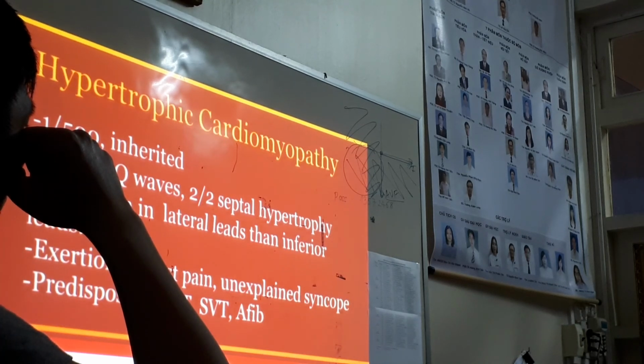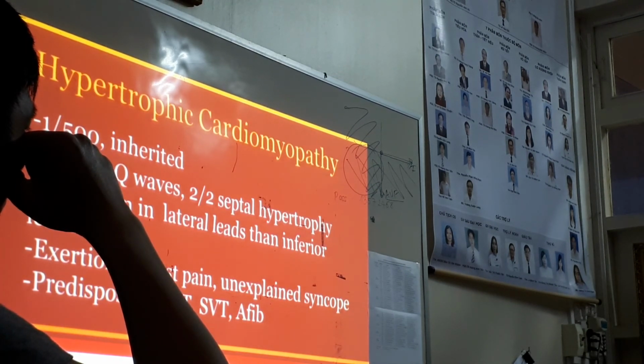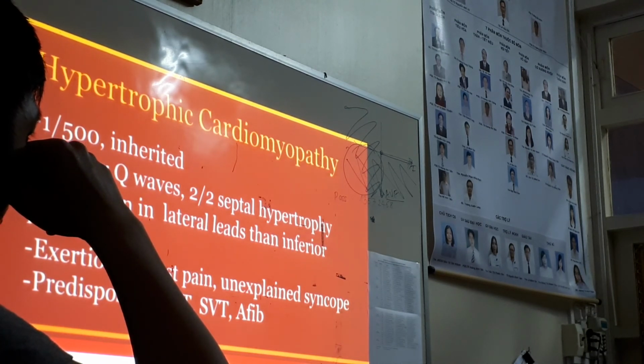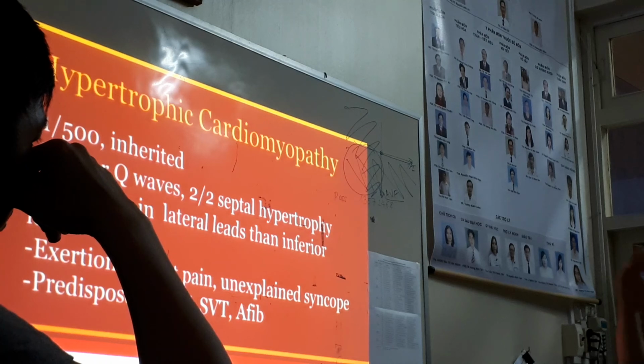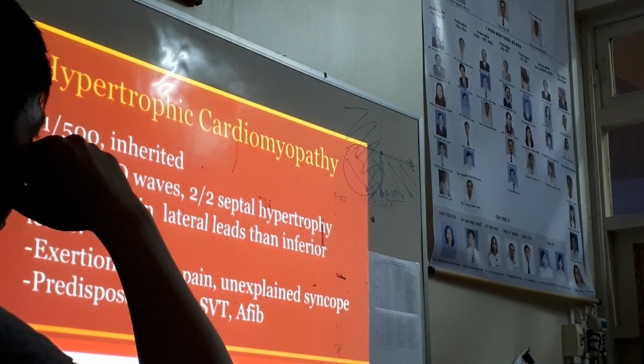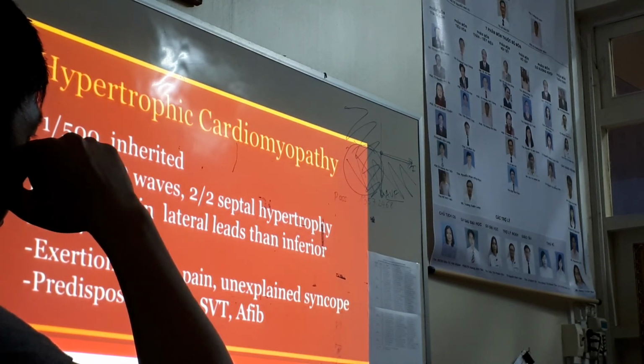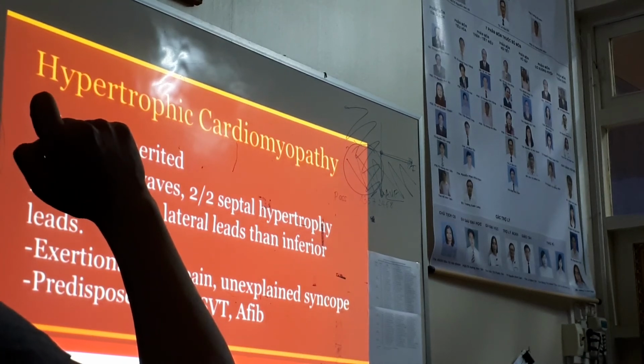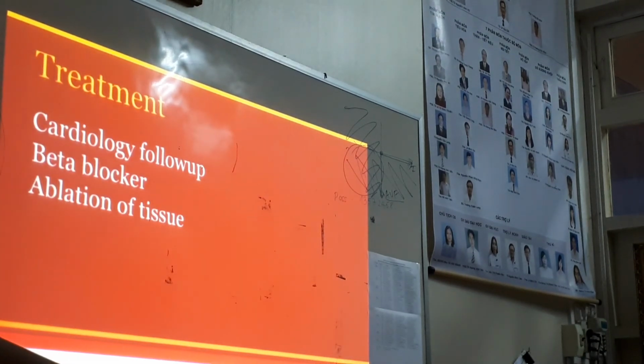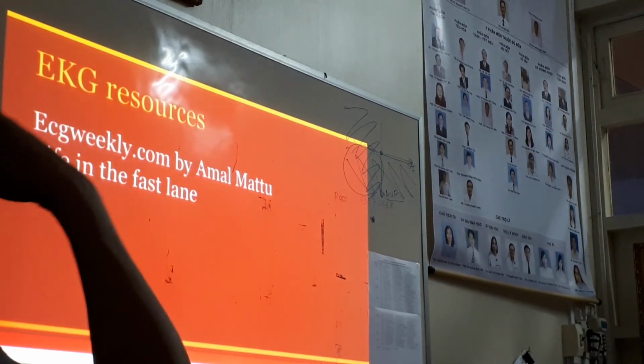So long term, they can ablate, burn up some of the septum, or they will place the patient on a beta blocker, because the faster your heart rate, the more likely you will have your aortic outflow tract obstructed. So ablation of tissue, that's pretty much it.